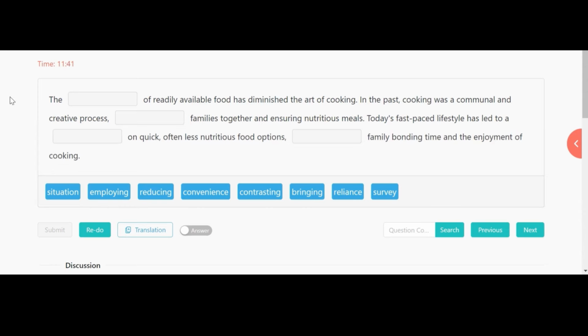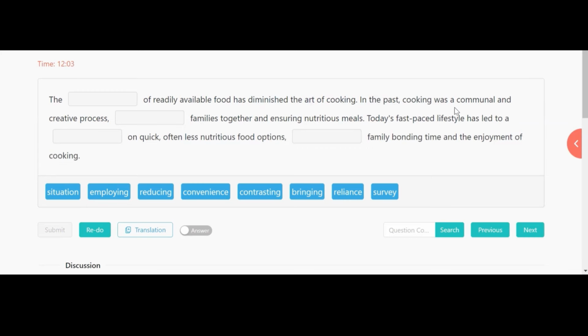Okay, so we have the dash of readily available. We have the situation of readily available food, the employing. So we don't really understand what this first sentence is about. So we're going to leave that first blank, which is what I have said here. Skip the first blank and even the second one for you to understand what the question is about. So we're leaving this first blank. We're going to the next one.